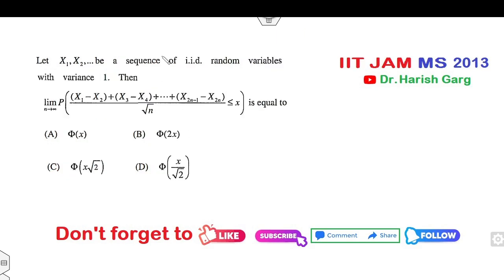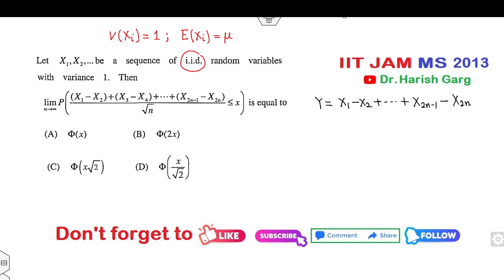Look at the second one. Again, they are sequences of IID. So variance of xi is given to you as 1. What is the mean? Mean is not given to you, so I can apply say mu. Fine. So I can take this quantity as my y, x1 minus x2 plus up to x of 2n minus 1, minus x of 2n. So can you find the mean of y? Because they are IID, this has mu minus mu, so 0.